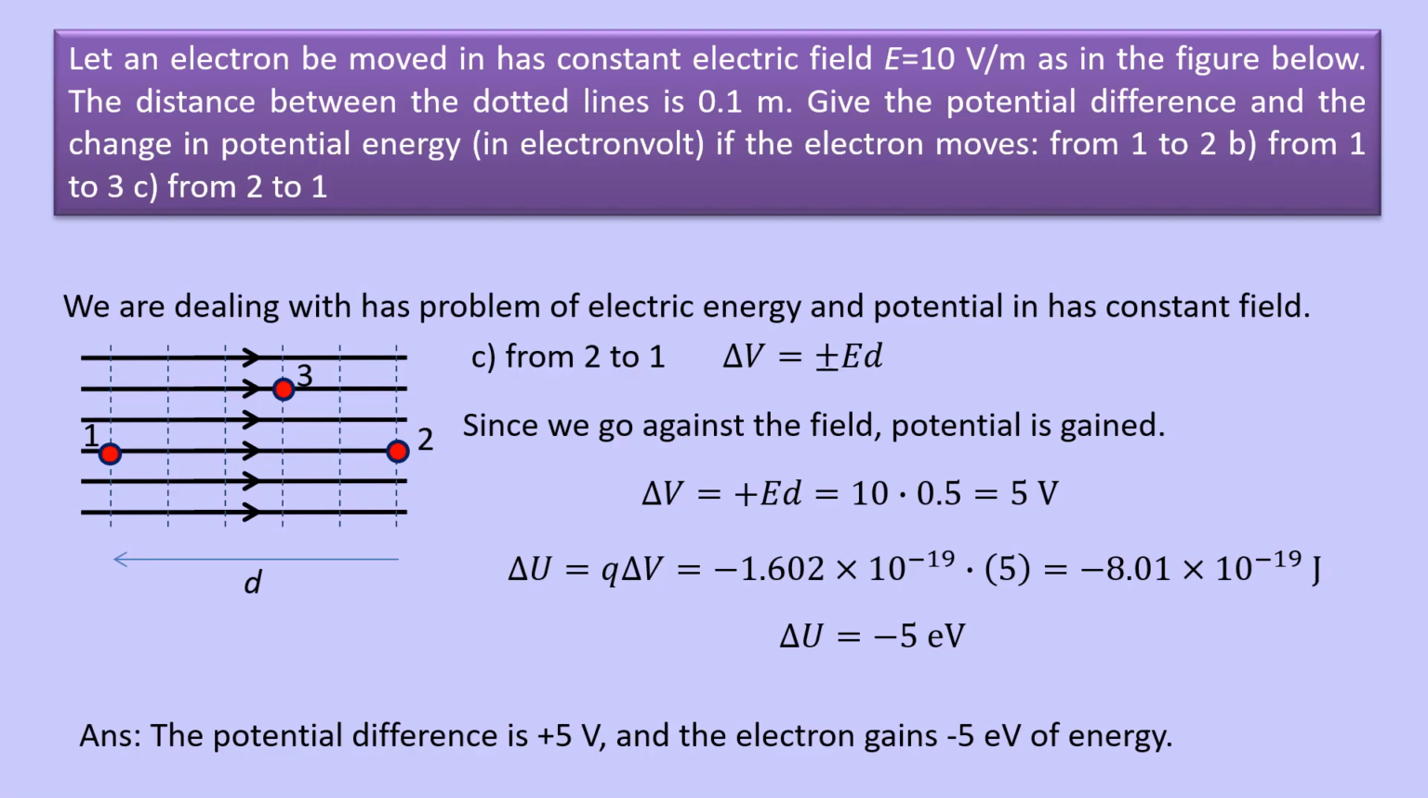So we focused on the electron gaining energy when potential drops. Here's something for you, the listener, to think about. What about a proton? It's got a positive charge. If a proton moved through these same scenarios, point 1 to 2, 1 to 3, 2 to 1, would it gain or lose energy as it moved along the field lines? And, maybe more importantly, why would it be different from the electron?